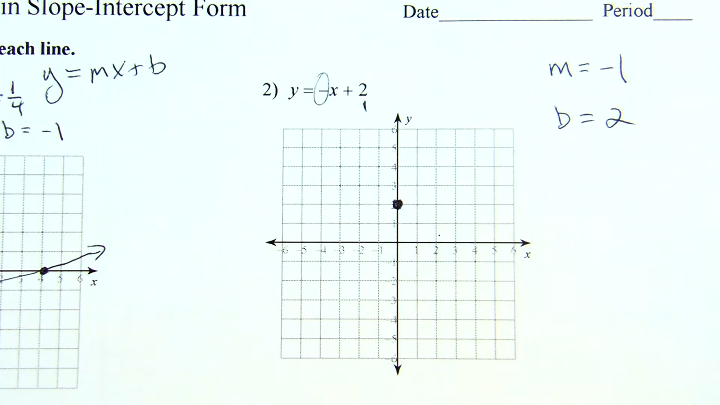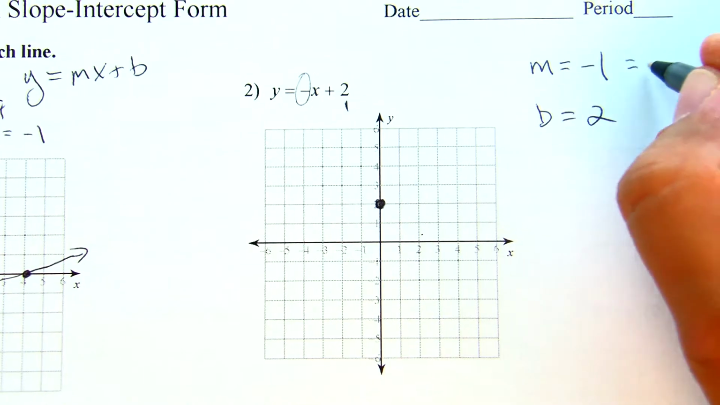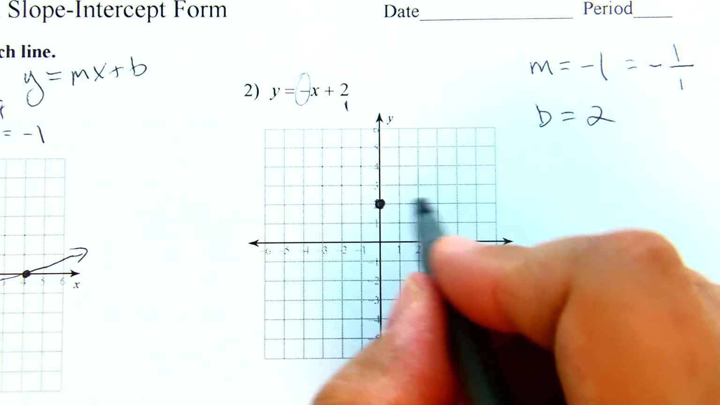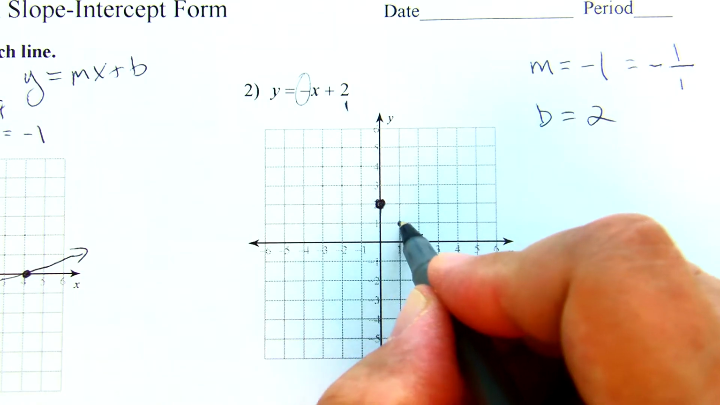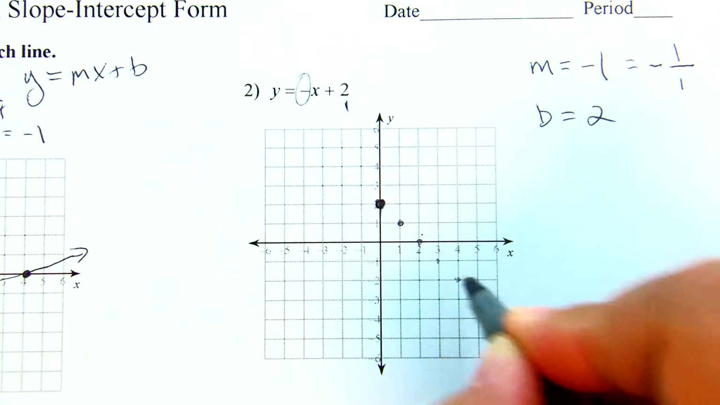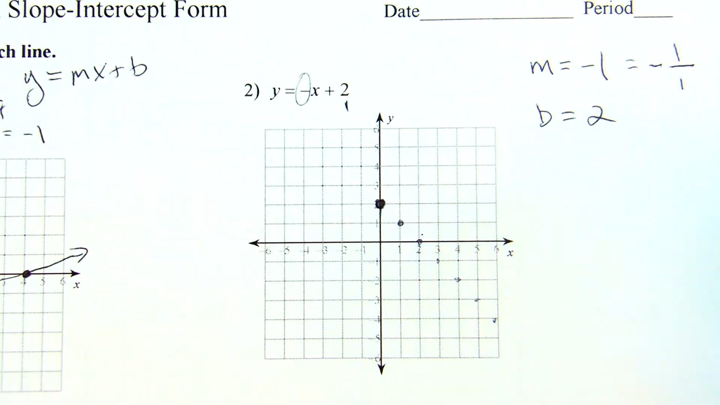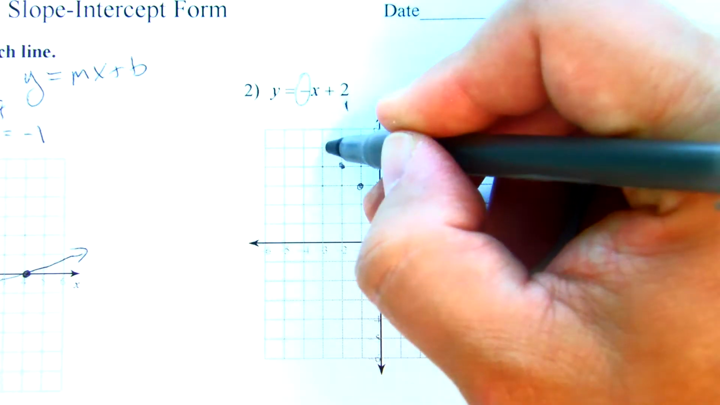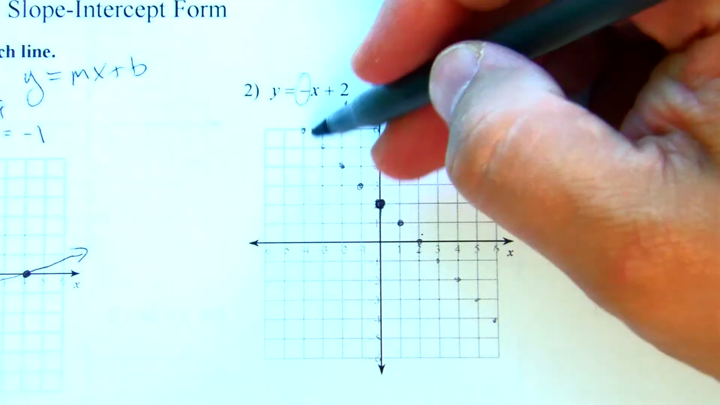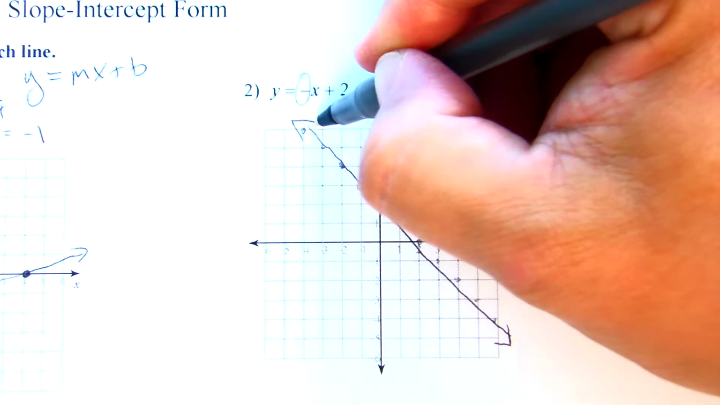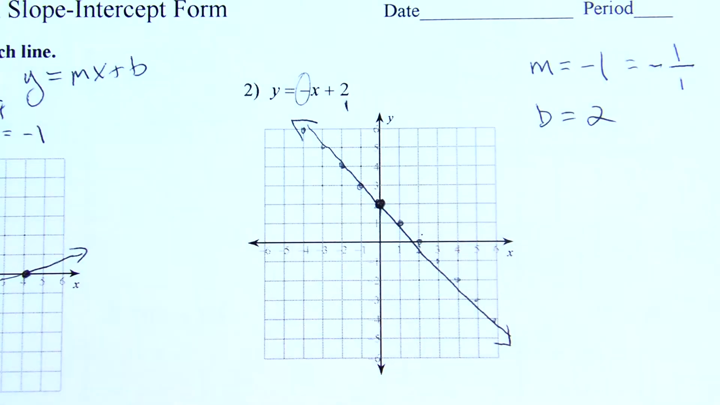So that gives me 1 point. My slope is -1, which is the same as -1 over 1. So I can go down 1 over 1, and I can keep going like that, down 1 over 1. All of these are going to be points on the line. I can also go up 1 and back 1. That's the same thing. And that's going to give me my line. That's not bad either. It doesn't quite go through all the points, but you get the idea.